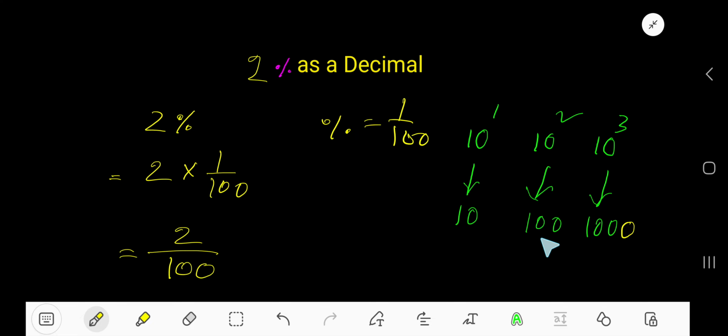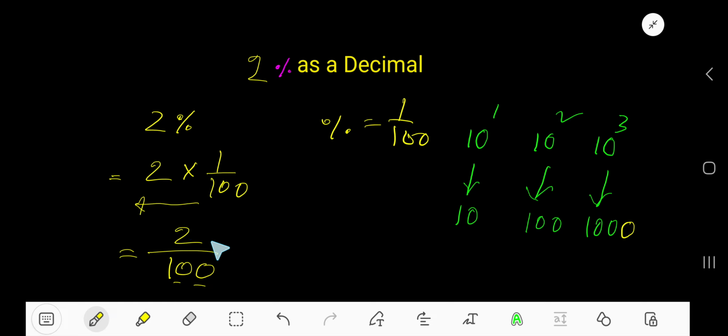Look, 10, 100, 1000, these are called powers of 10. So to divide a whole number by a power of 10, what will happen? Just count the number of zeros, two zeros. So the decimal point will move two places from right to left.